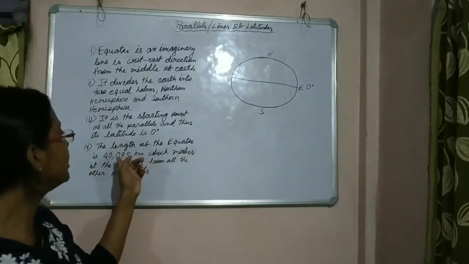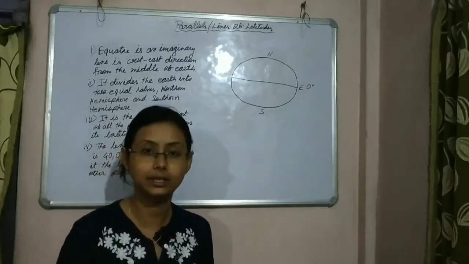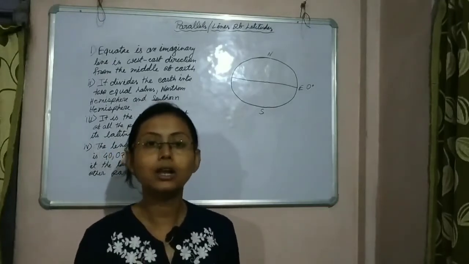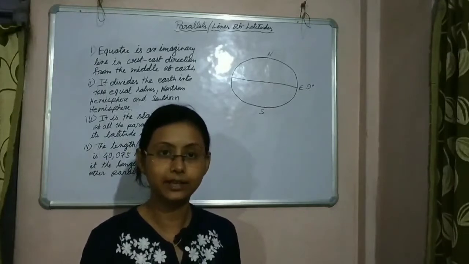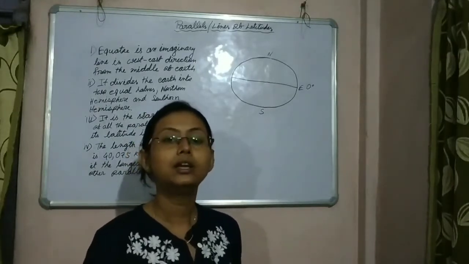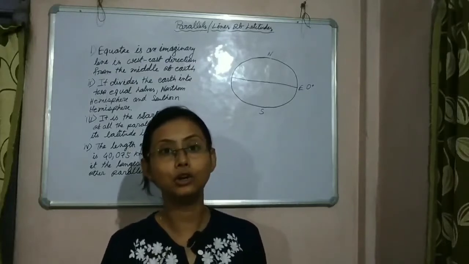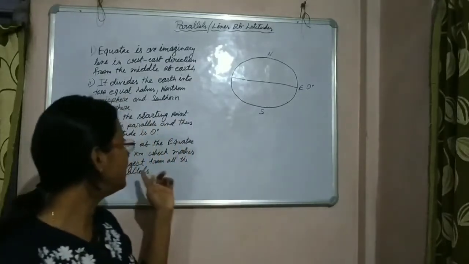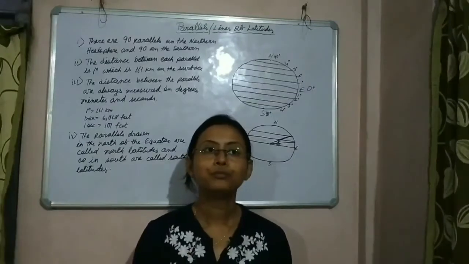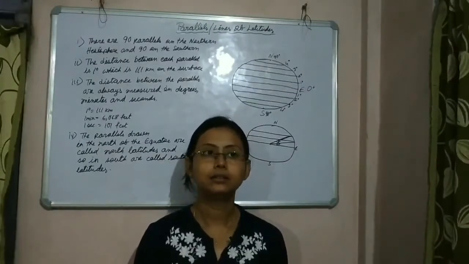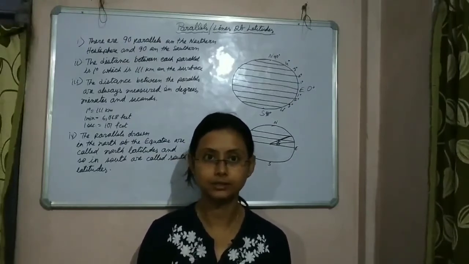The length of the equator is 40,075 km, which is the longest in its category. Among all the parallel lines, there are a total of 181 parallels. Next we will discuss it. Among all of these parallels, the equator is the longest one, with a length of 40,075 km. As I said, a total of 181 parallels have been imagined on the earth.